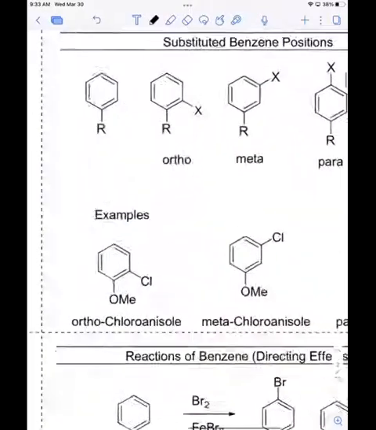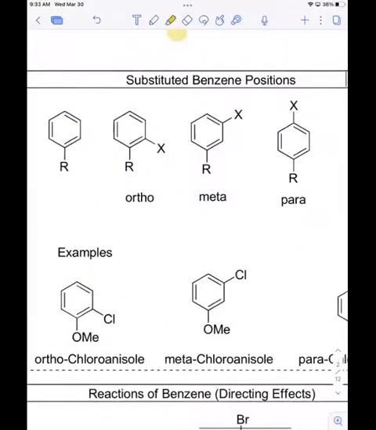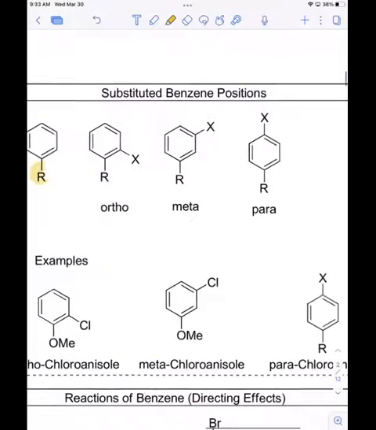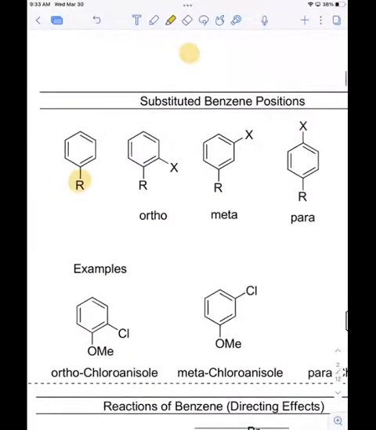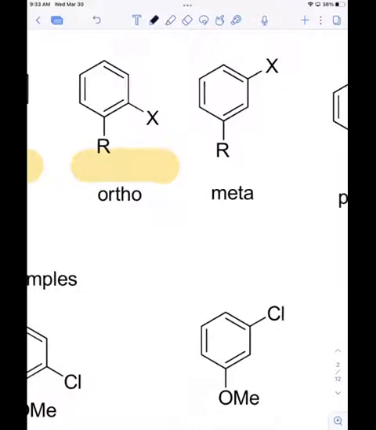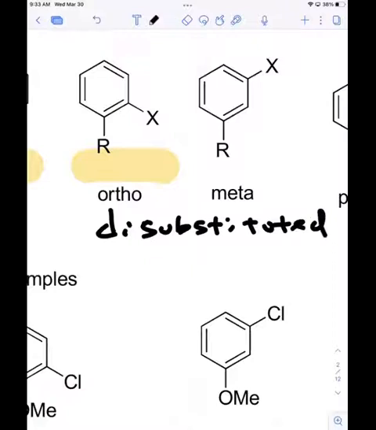If the ring is already substituted, like here, anything you add to that ring is going to have to occupy one of three positions, right? So when it's mono-substituted, like the first case right here, and then we add another group, now this becomes a di-substituted system, because now I have two substituents on the ring, here and here.